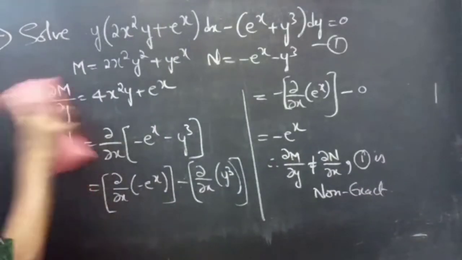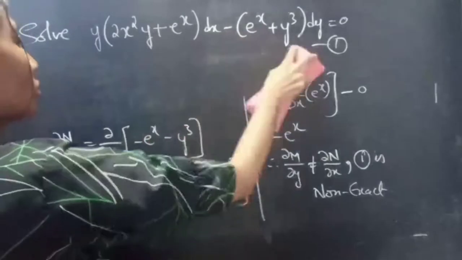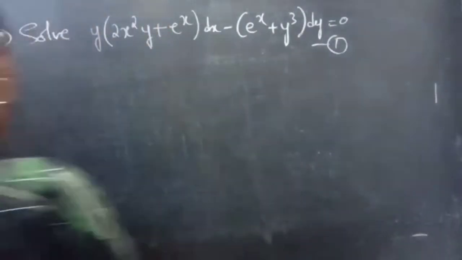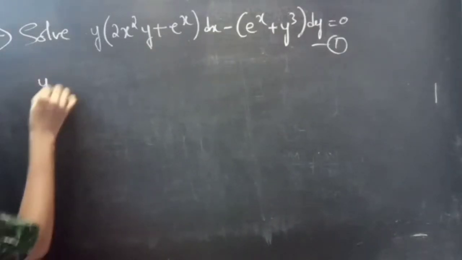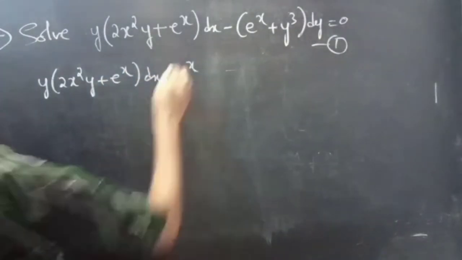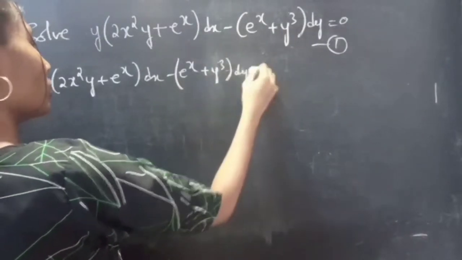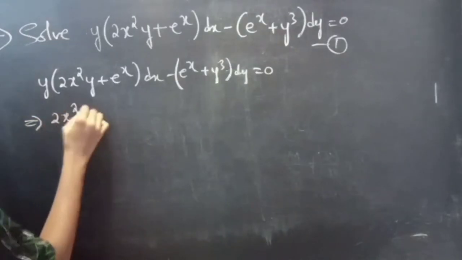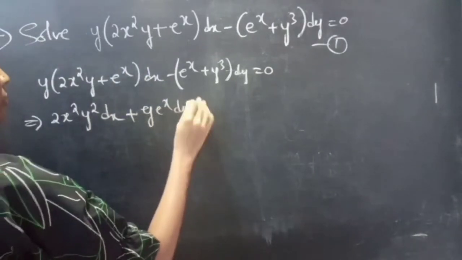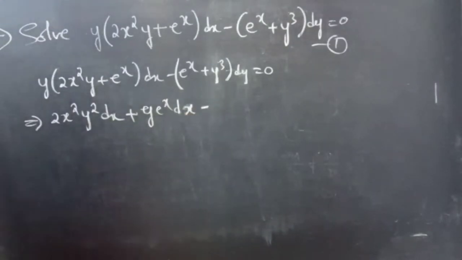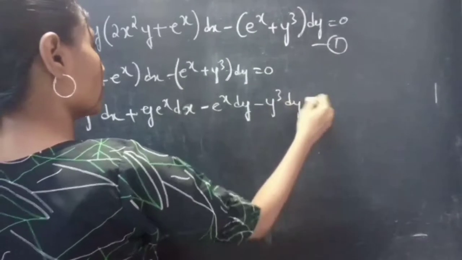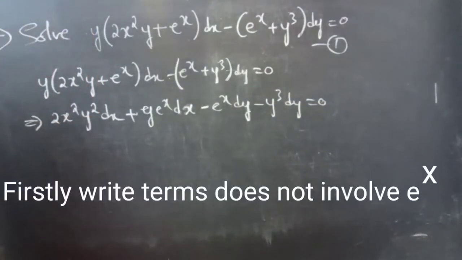Right. Now we are going to use the inspection method to solve the given non-exact equation. By using an integrating factor, the given equation is reduced to an exact equation. Okay, so let's consider the given equation y times (2x squared y plus e power x) dx minus (e power x plus y cube) dy equals 0, right? Then 2x squared y squared dx plus y e power x dx minus e power x dy minus y cube dy equals 0, right?